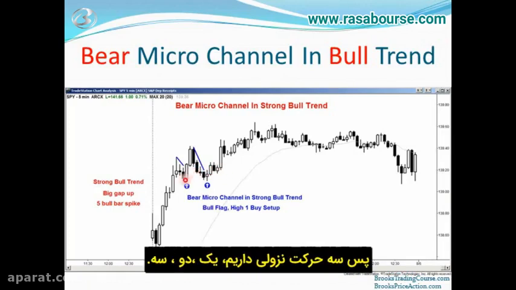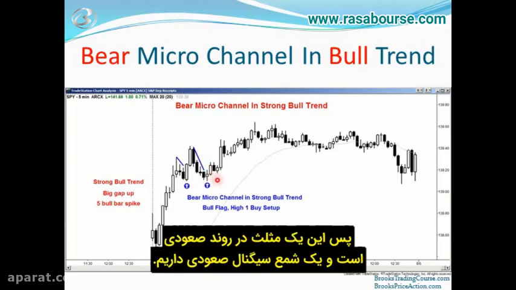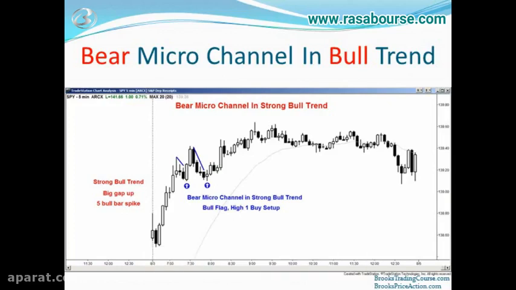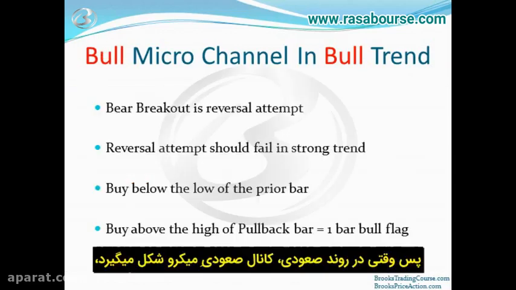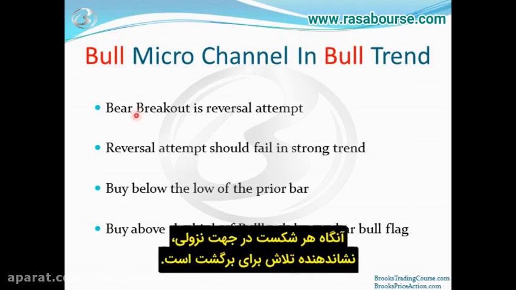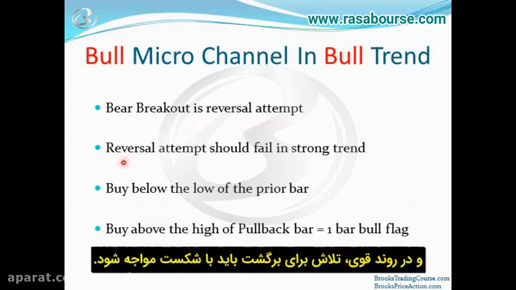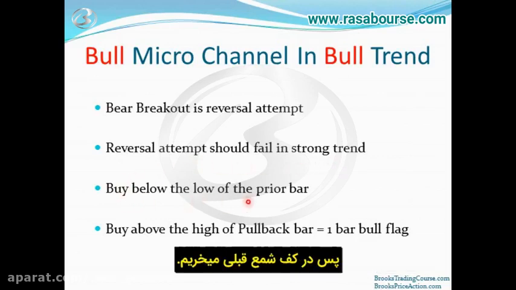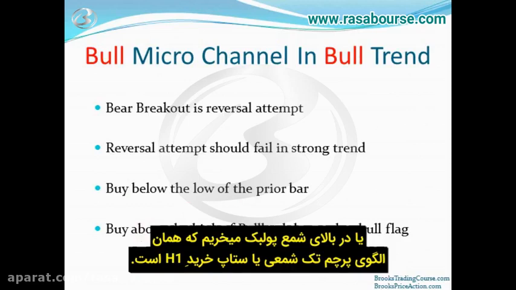3 pushes down, 1, 2, 3. So this is also effectively a triangle in a bull trend, and you have a bull signal bar. So you could buy above the high of this for a triangle buy setup as well. So if you have a bull trend and a bull microchannel in the bull trend, any bear breakout is an attempt to reverse the bull trend, and a reversal attempt should fail in a strong trend. So you buy at the low of the prior bar, and you also buy above the high of the pullback, a 1-bar bull flag, a high 1 buy.